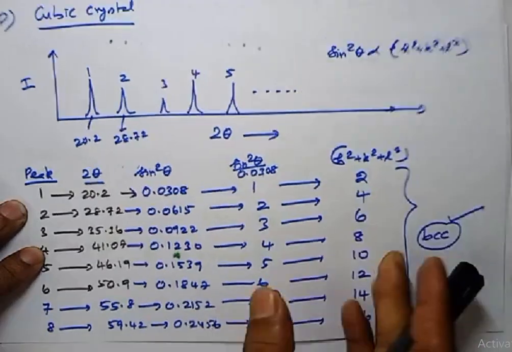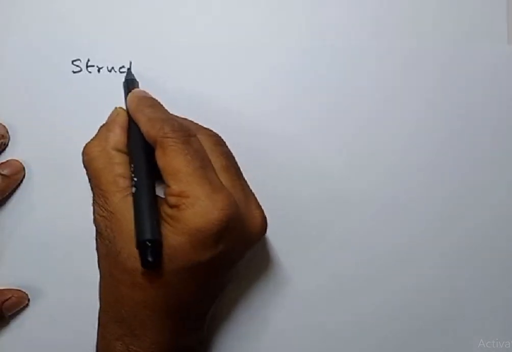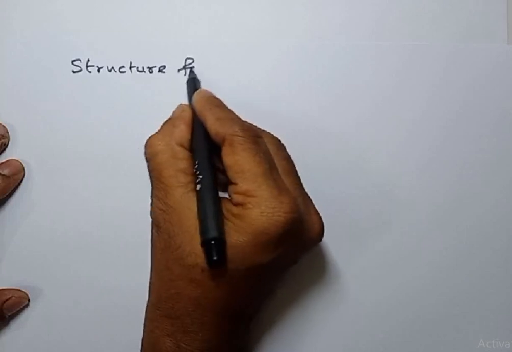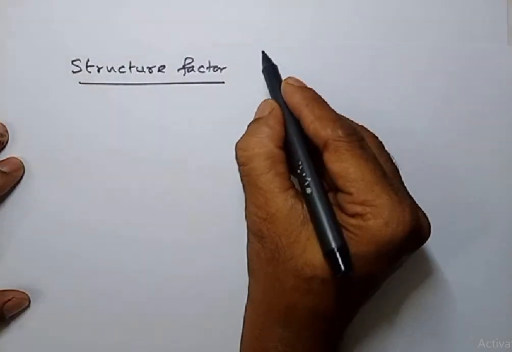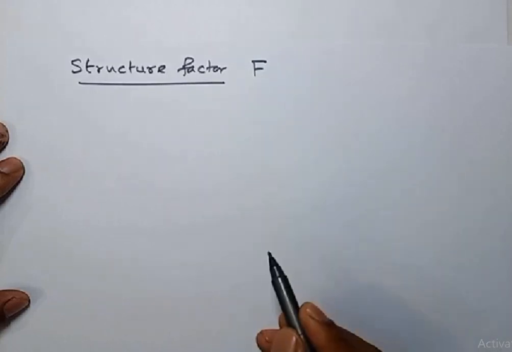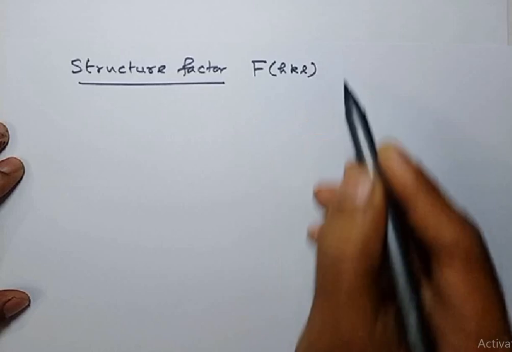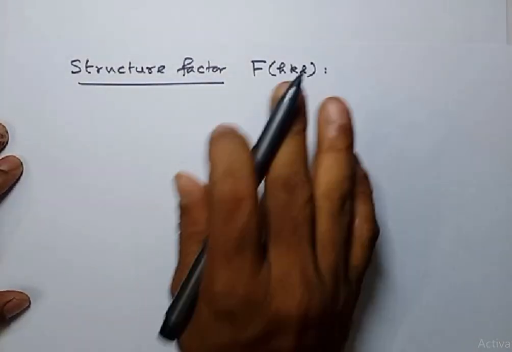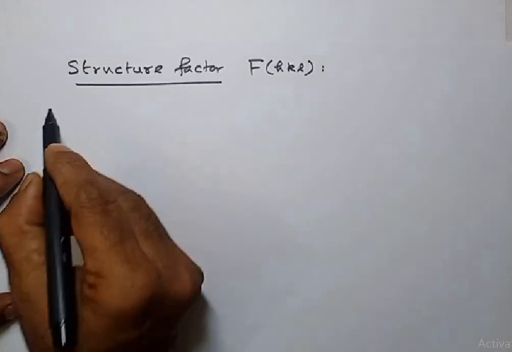So first of all, what is meant by structure factor? Take down. Structure factor, how to find this? We give the capital F symbol for structure factor, the structure factor for a particular plane HKL. How to find the structure factor for a particular plane HKL? So this is the formula.